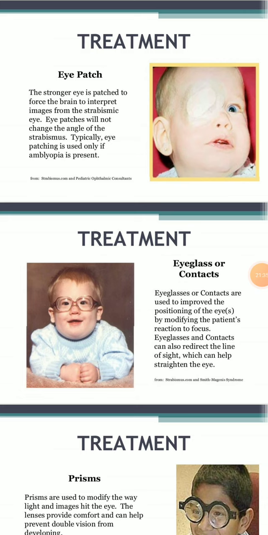Treatment. Eye patch. The stronger eye is patched to force the brain to interpret images from the strabismic eye. Eye patches will not change the angle of the strabismus. Typically, eye patches are used only if amblyopia is present.